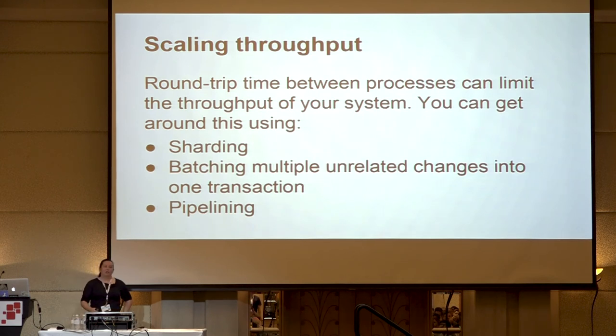So the round trip time issue: if you have a 100 millisecond round trip time between your processes, that means that you can only commit 10 times a second, and that sucks, right? Nobody can deal with that unless your services are very, very small. This is one of the reasons why the book chapter was called Critical State, Not All Your State. But there are ways that you can make this better.